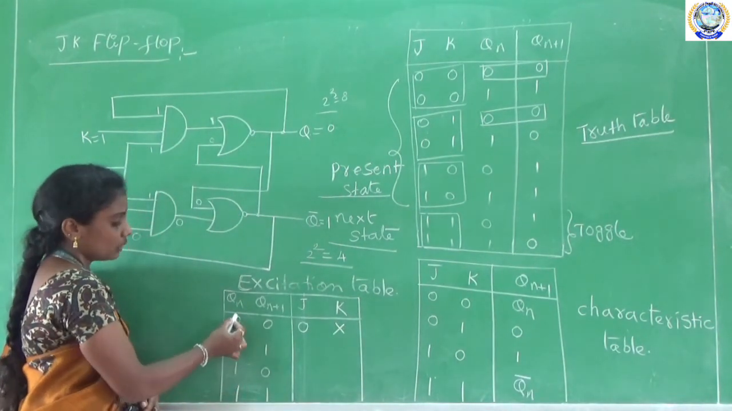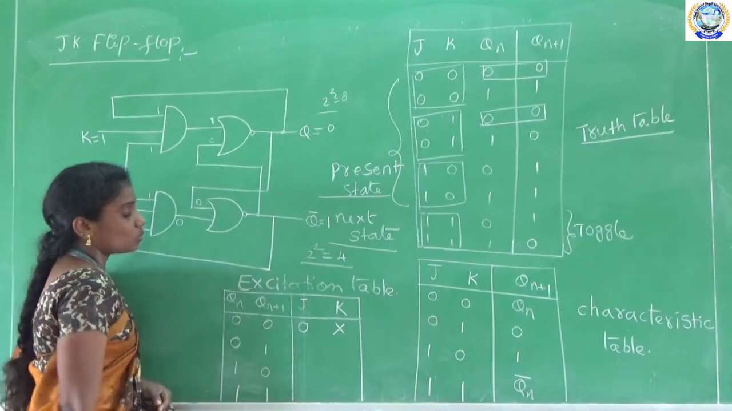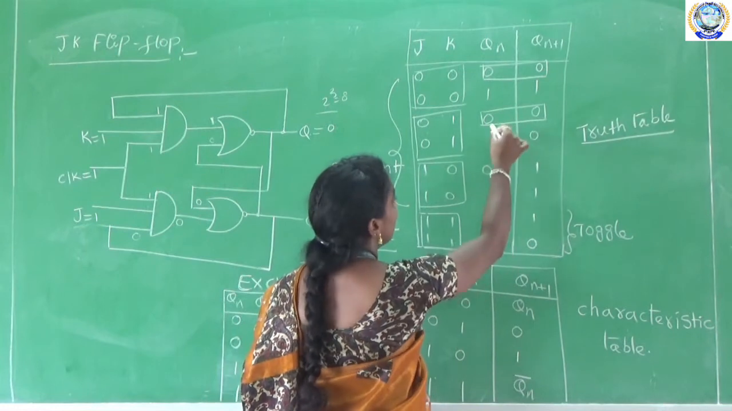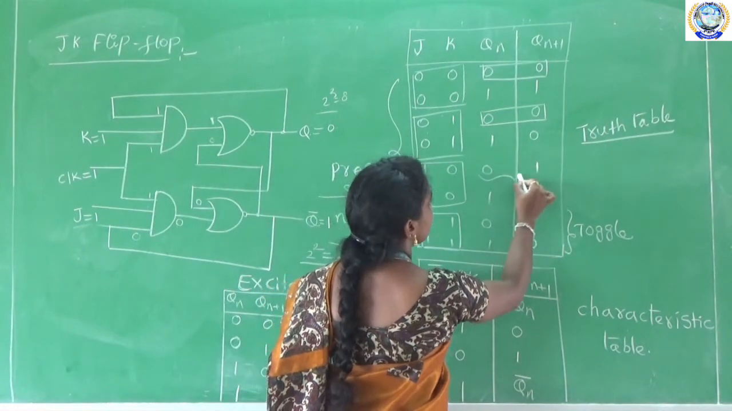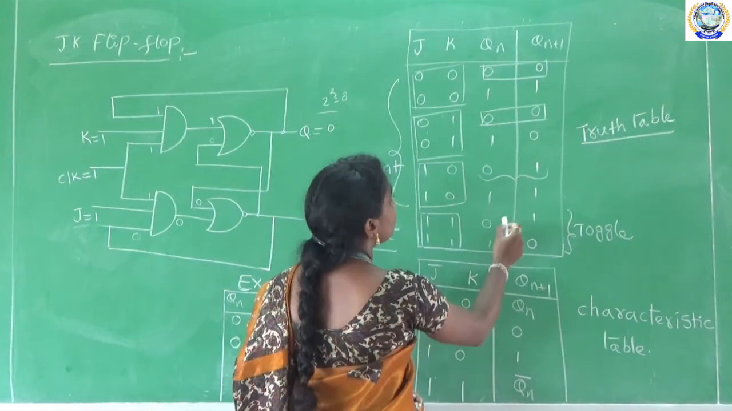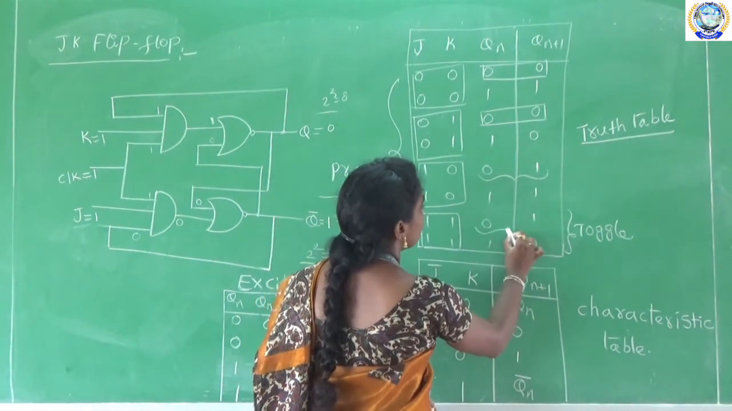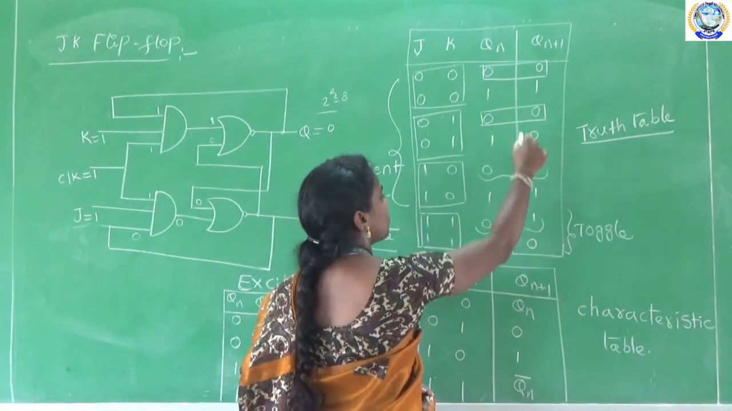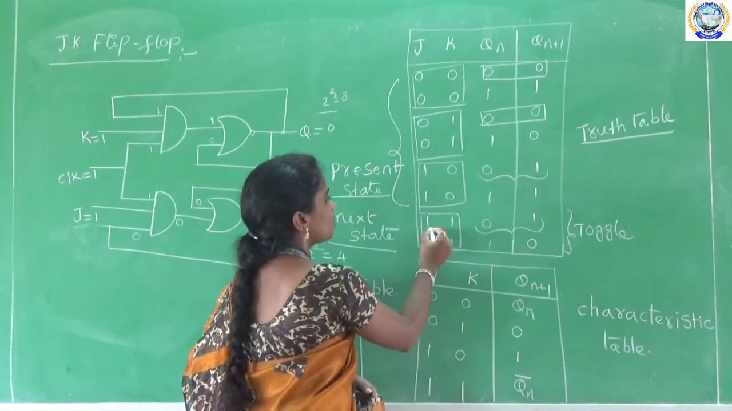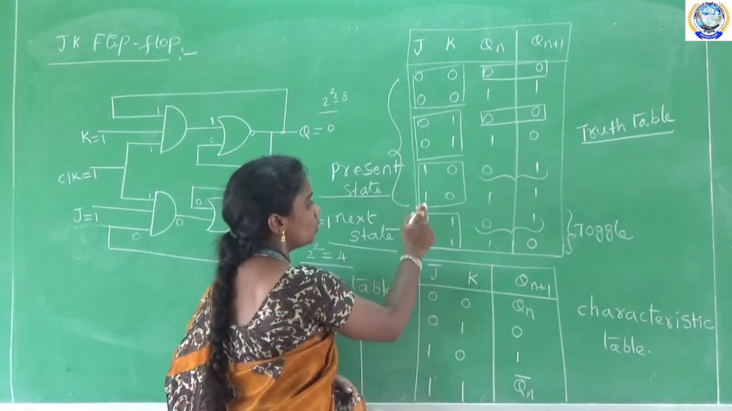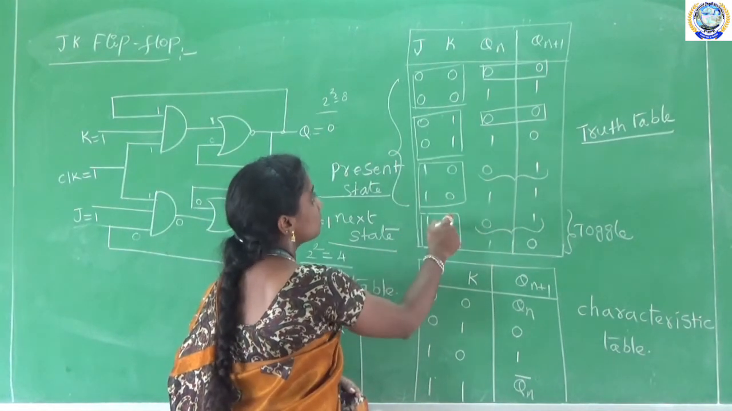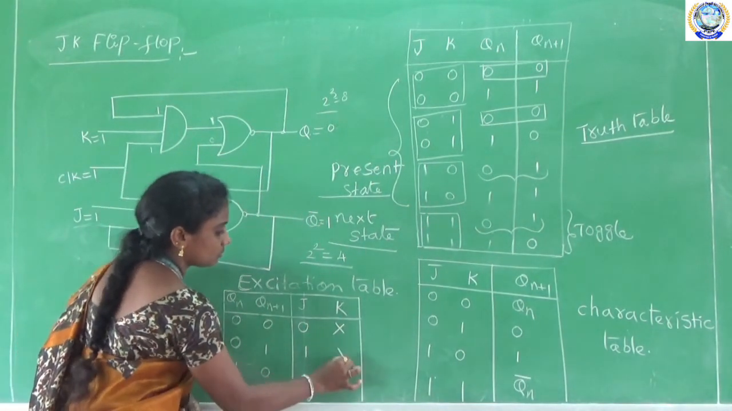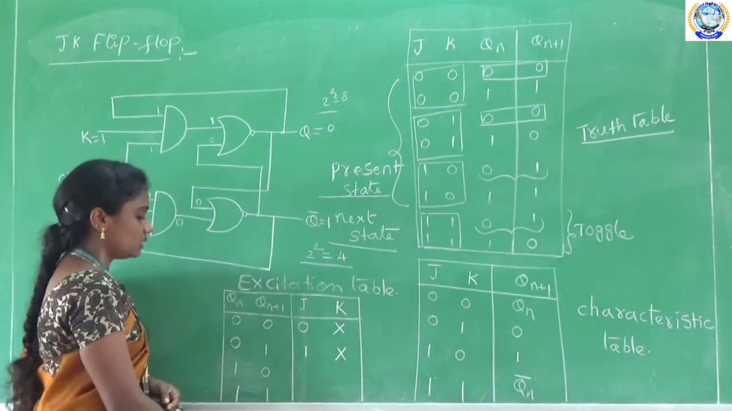Next I am considering Qn equal to 0 and Qn plus 1 equal to 1. If we observe this truth table, we are having two such conditions. Here J equal to 1 in both conditions, and K is changing from 0 to 1.